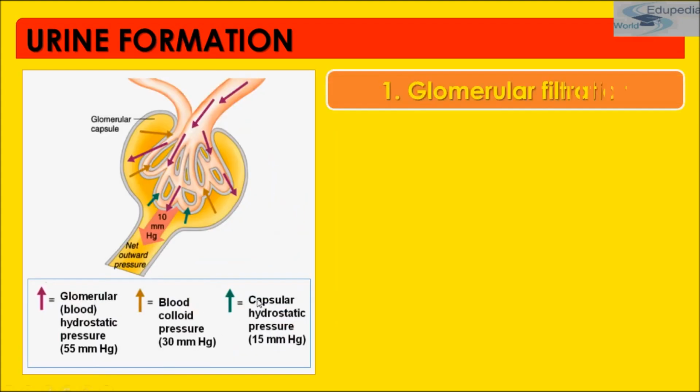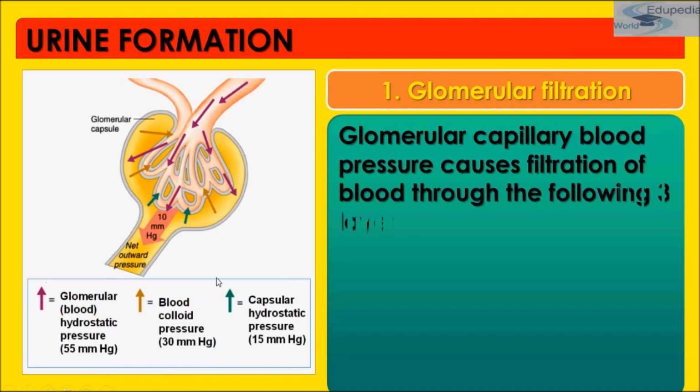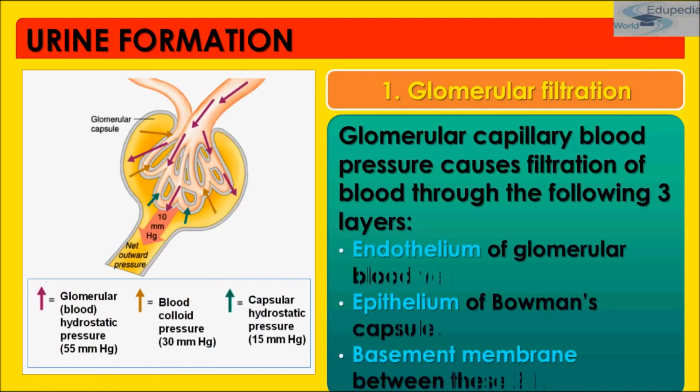Okay, so in my previous presentation I have already taught you that the formation of urine takes place in three steps, right? Which are those? Ultrafiltration, selective reabsorption and tubular secretion. And I have already taught you glomerular filtration also.